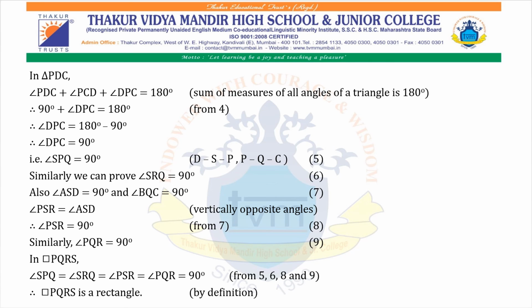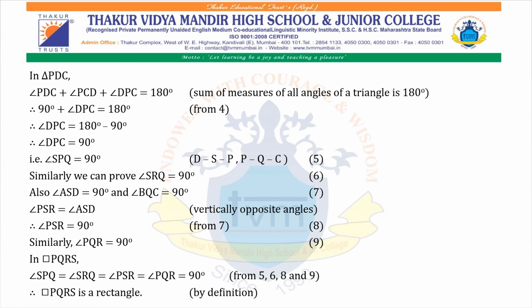In triangle PDC, angle PDC plus angle PCD plus angle DPC is equal to 180 degrees. Sum of measures of all angles of a triangle is 180 degrees. Therefore, 90 degrees plus angle DPC is equal to 180 degrees from the fourth statement. Therefore, angle DPC is equal to 180 minus 90. Therefore, angle DPC is equal to 90 degrees. In other words, angle SPQ is equal to 90 degrees. This is our fifth statement.